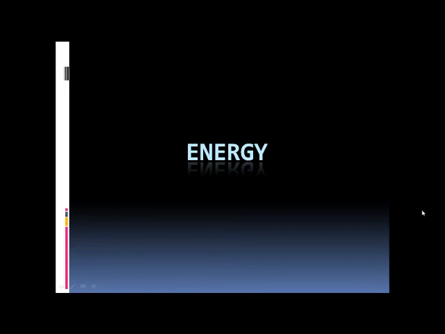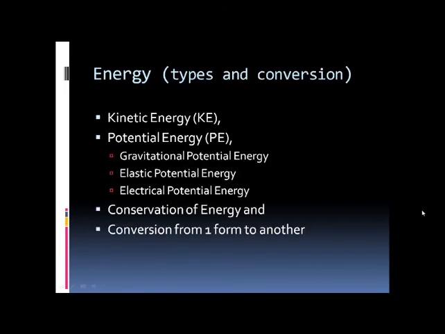Second part of our lecture will be on energy. For energy, we need to know the different types and how to convert one energy from one type to another. The first energy that we all know of would be kinetic energy as given by Ke, and potential energy given by Pe. There are a few types of potential energy.